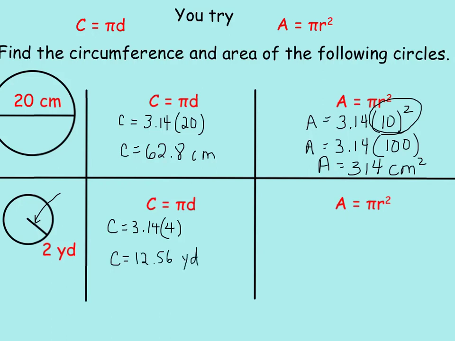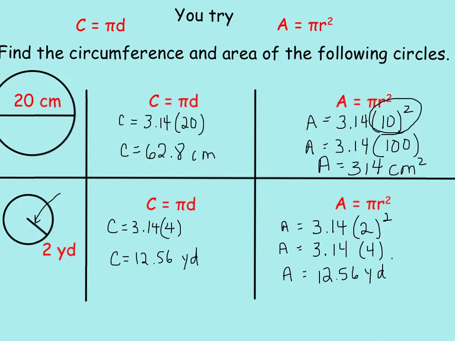yards. And lastly, the area. The area is going to equal 3.14 times the radius. Now this time we do want to use 2 for our radius, and that's going to be to the second power. That gives us 3.14 times 4. Therefore, our area is 12.56, and the units are going to be yards to the second power.